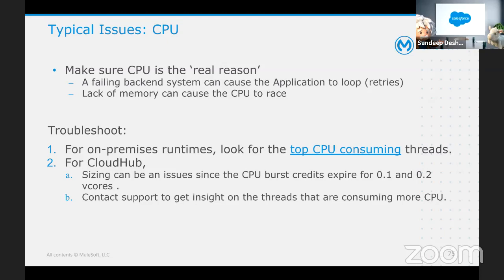If it's a CloudHub application, customers don't have access to the server, so they have to work with support to get that kind of data. We usually recommend opening a support ticket to find out if there is an issue with threading in your application. Also, CPU bursts expire for fractional vCores on CloudHub, so it will eventually perform less.